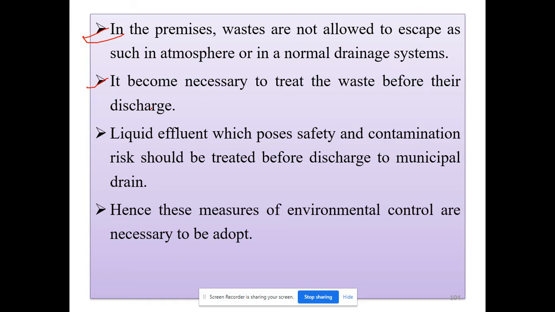Next point. Liquid effluent which possesses the safety and the contamination risk should be treated before discharge to the municipal drainage. जे काही लिक्विड वेस्ट मटेरियल आपल्या इंडस्ट्रीमधनं निघतंय ना, that liquid waste material we cannot drain out directly into the municipal drainage system. We cannot drain out it as it is in the concentrated form.